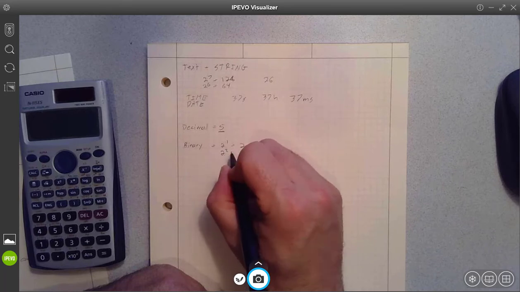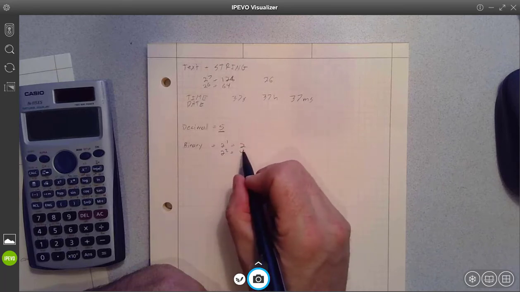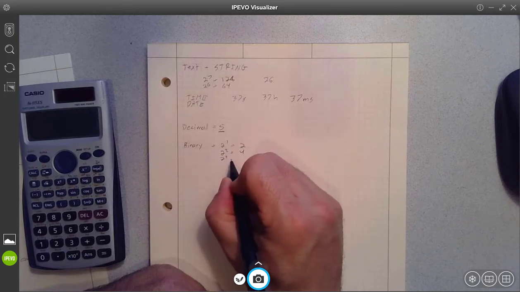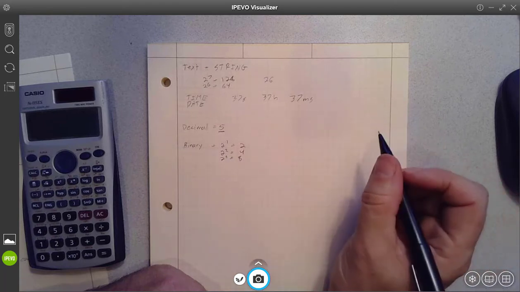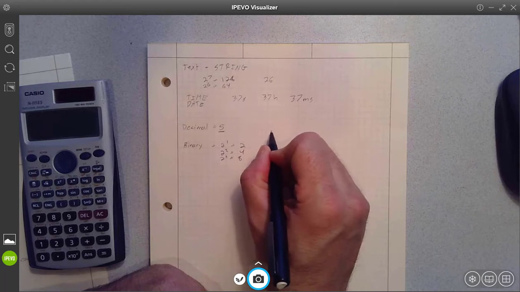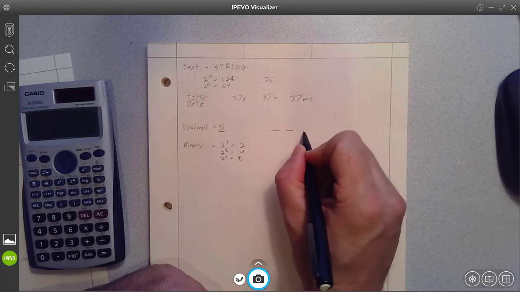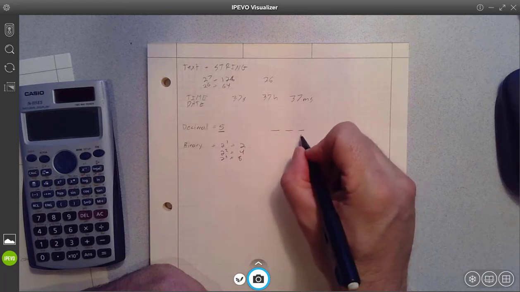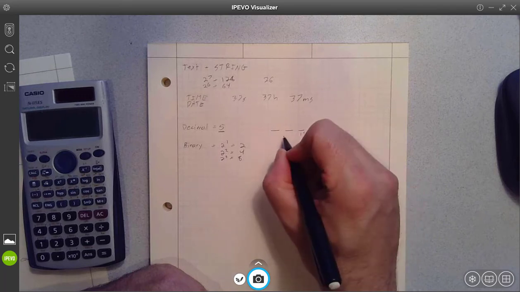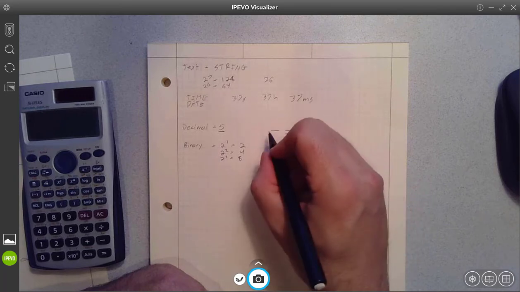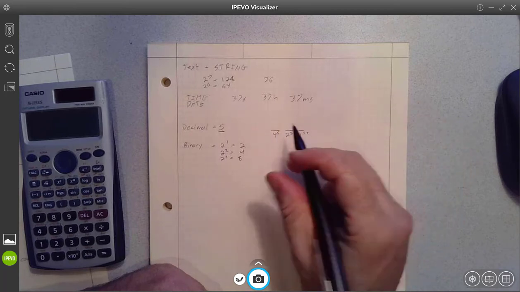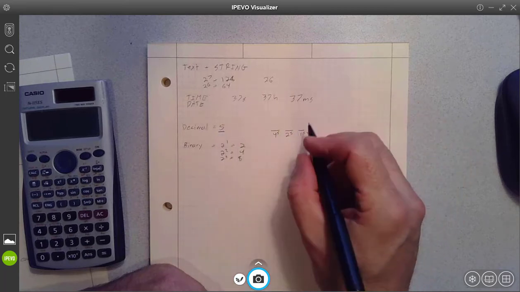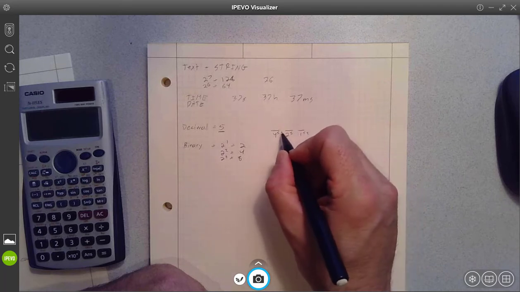2 to the 2, we're going to get 4. Still not quite there. So we can see it's going to take at least 3 bits for us to represent the number 5. I like to think of it like this. This is the 1's position, this is the 2's position, and this is the 4's position. So to get the number 5, do we need a 1, a 2, a 4?